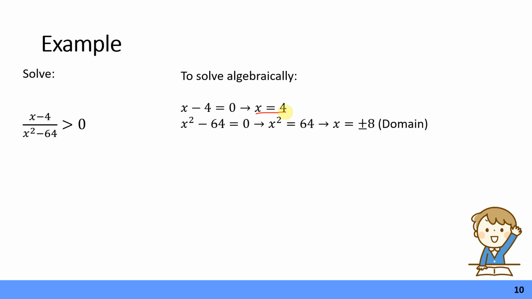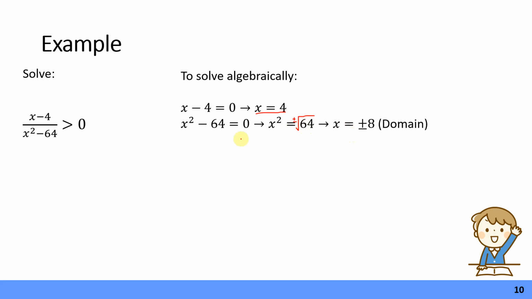And then I'm going to set the denominator equal to 0. If I set the denominator equal to 0, I move the 64 to the right side. I get x squared equals 64, and then I apply the square root of both sides. And then remember, when you do the square root of both sides, you have to put a plus and minus in the front, giving me 2 answers. The square root of 64 is 8. I'm going to have a positive and a -8.